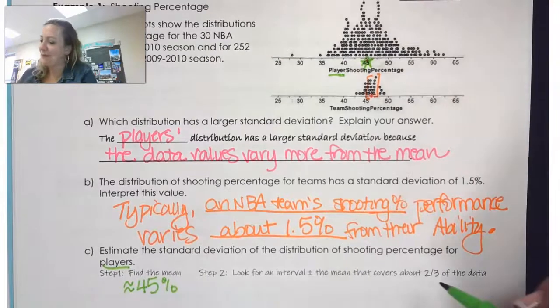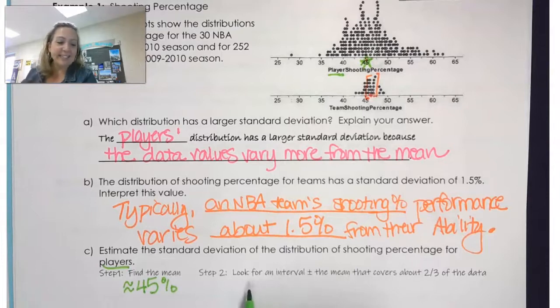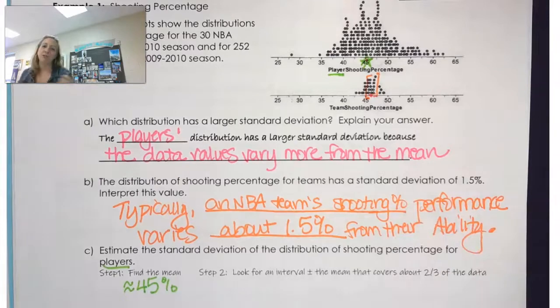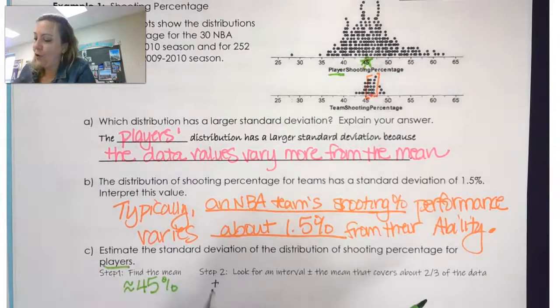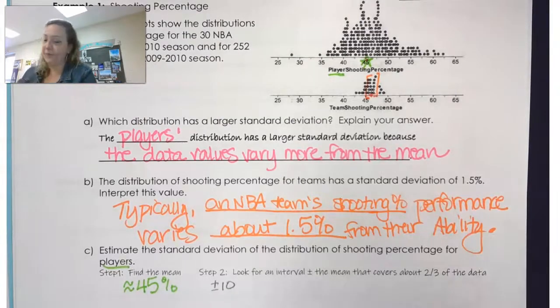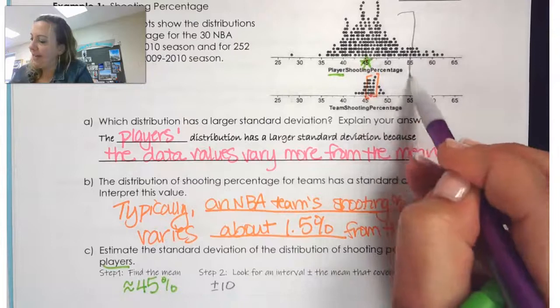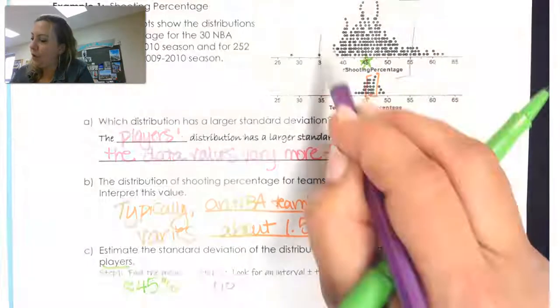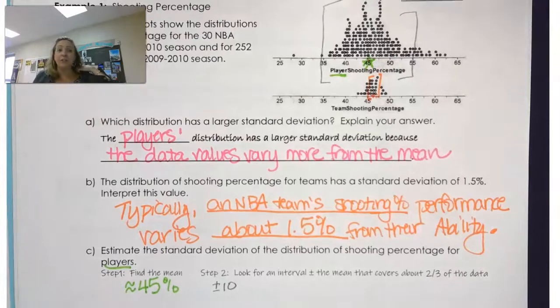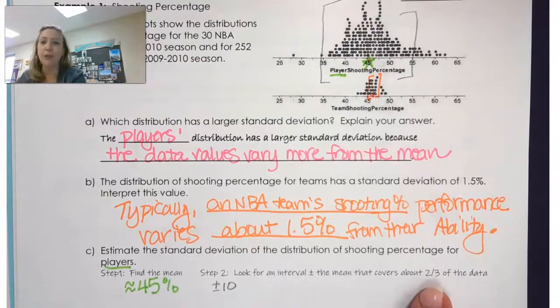Sorry. So the mean is about 45%. Then the next thing we do is we look for an interval above and below the mean that covers about 2/3 of the data. Okay, so let's say that we said, let's go 10 units above and below the mean. If I went 10 units above, I would be going all the way to 55, and 10 units below, all the way to 35. Now that covers a lot of the data, and actually, to be honest with you, that covers almost too much of the data to be considered a standard deviation. Again, we want it to cover about 2/3 of the data.